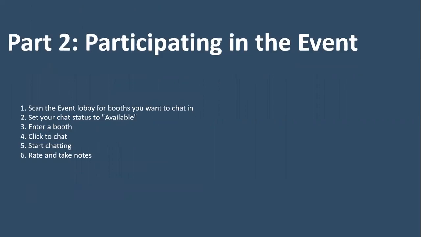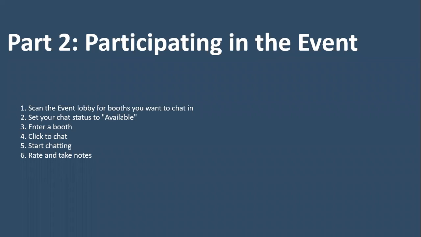Part 2 of this tutorial is participating in the actual event. There are 6 easy steps for that as you engage in the interactions with employers. Scan the event lobby for booths you want to chat in, set your chat status to available, enter a booth, click to chat, start chatting, and after your chat's over, rate the chat and take some notes so that you can reference them at a later time. But again, I'll walk you through with screenshots how to participate in the event.